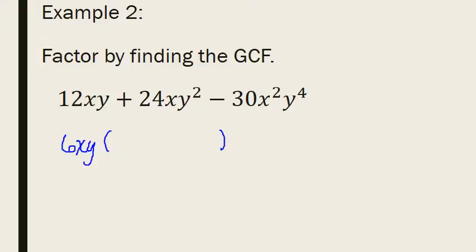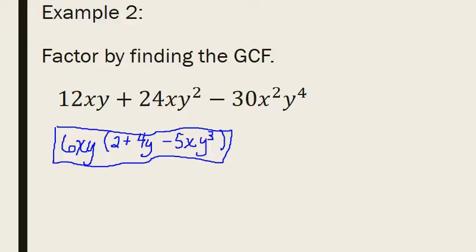So 12xy divided by 6xy leaves you with 2. 24xy squared divided by 6xy leaves you with 4. The x's will cancel out, and then the y squared divided by y leaves you with y. And then minus 5. X squared divided by x leaves you with x. And y to the 4th divided by y leaves you with y to the 3rd. And there's your answer. Okay, that would be it. So our GCF here is 6xy.